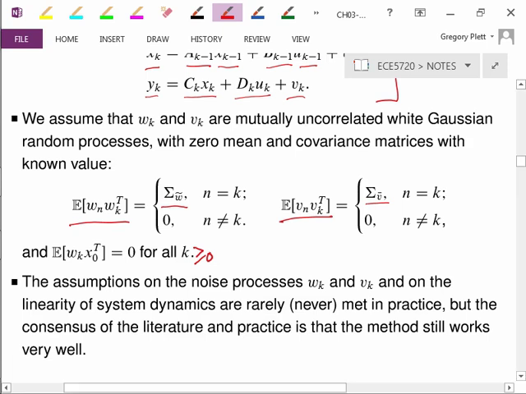So the assumptions on these noise processes W and V, and the linearity of the system dynamics, are really never met in practice. Linearity is a nice idea, and systems can be very close to linear, but they're never exactly linear. The consensus is, though, that this really works. Kalman filters really do work, even when the system is a little bit nonlinear, even when the noises are not exactly Gaussian and so forth. Kalman filters come up with estimates that are reliable and that can be used inside of other applications, such as we shall be doing.